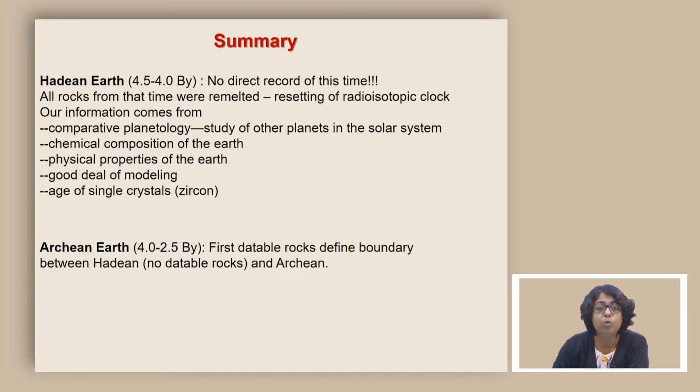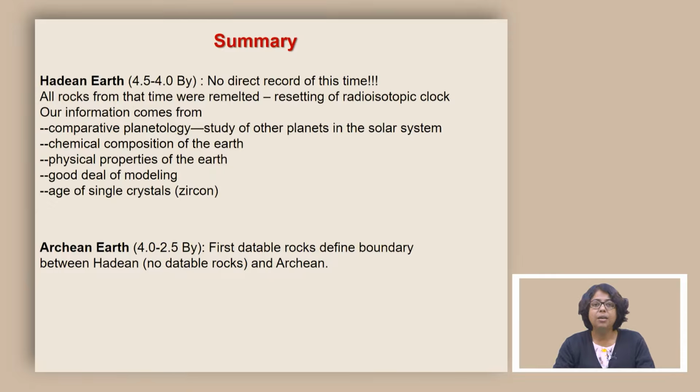So, what do we know about Hadean? We know that the time ranged between 4.6 to 4 billion years. We do not have any direct record of the time. We only have these minerals. We only have the zircon minerals which tell us something about the temperature, the condition, the evidence of liquid water. But when it comes to life, it becomes very difficult to comment.